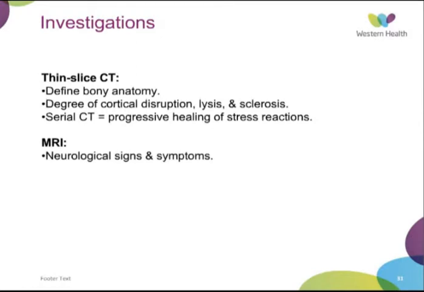Fine slice CT is useful for defining the bony anatomy, also the degree of the cortical disruption, the lysis and any sclerosis as well. Serial CT scans also will demonstrate the progressive healing of the stress reactions. MRI is also useful if there's any neurological signs or symptoms.